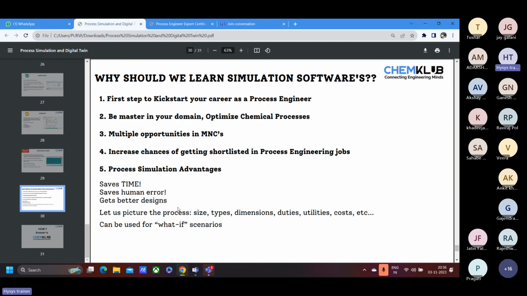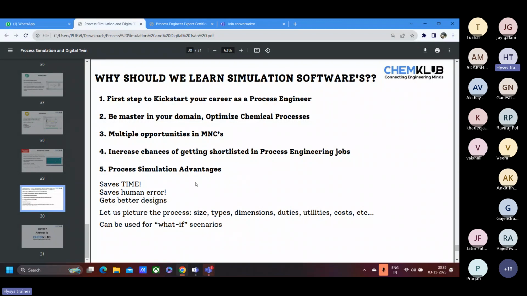So why should we start learning simulation software? The first step is to kickstart your career as a process engineer. Then you can master your domain and optimize your chemical processes. There are multiple opportunities available in MNCs and also in PSUs if you have this kind of knowledge. You have an increased chance of getting shortlisted for the jobs you have applied to if you have this skill set.